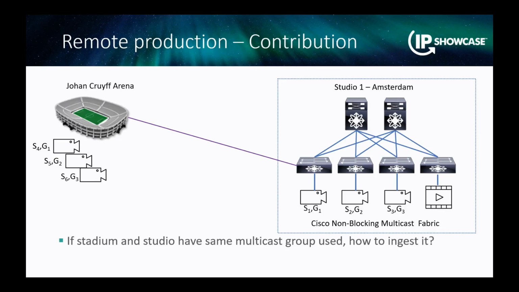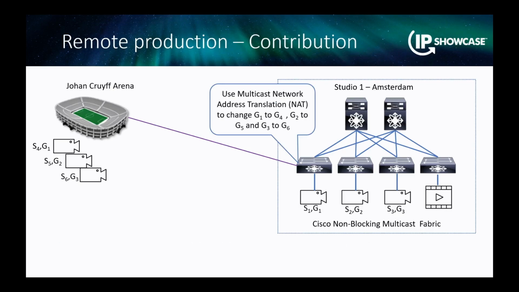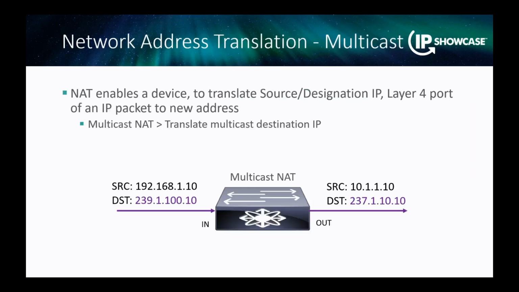So what you need to do is a network address translation, NAT. You change the range which is coming from the stadium. You do that through a multicast NAT. So on our left side, coming from the stadium, it's group 239.1.1.10, which overlaps with the range which you use in your network. So you translate that address into 237.1.10.10, which doesn't overlap, doesn't exist in your system. So you are able to use that multicast address.